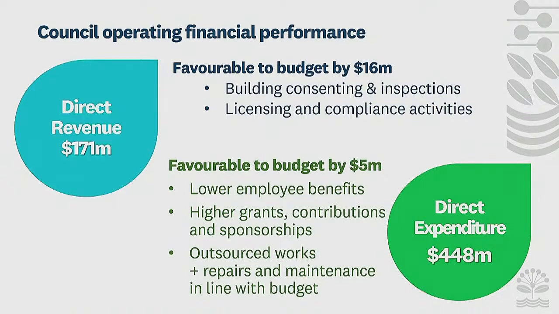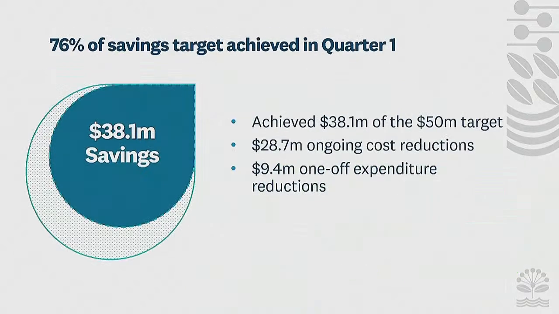Our expenditure is very close to budget, a few overs and unders, but tracking very well. In particular, our savings progress has been very pleasing in the first quarter, and we have achieved 38.1 million of our $50 million target. So that $50 million target is made up of the 33 million, which was set during the annual budget process, and 17 million from our previous target.